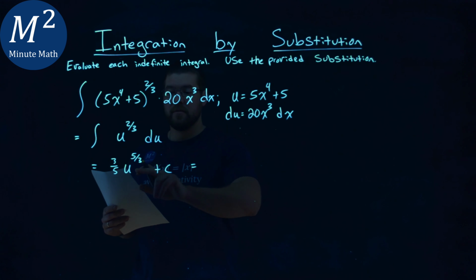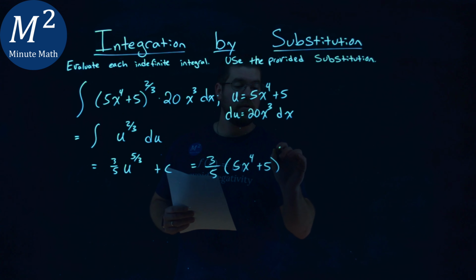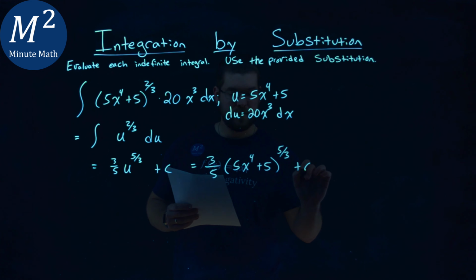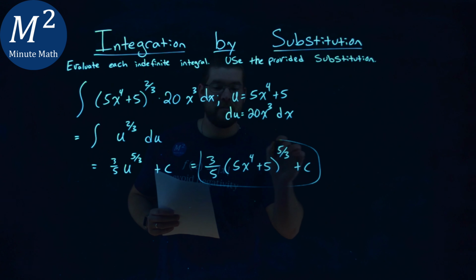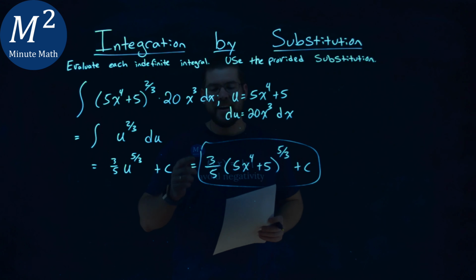So we have 3 over 5 times a u value, which is 5x to the fourth power plus 5, to the 5/3 power plus c. And that is it. Our final answer here is pretty simple once you know how to do it: 3/5 times 5x to the fourth plus 5 to the 5/3 power plus c.